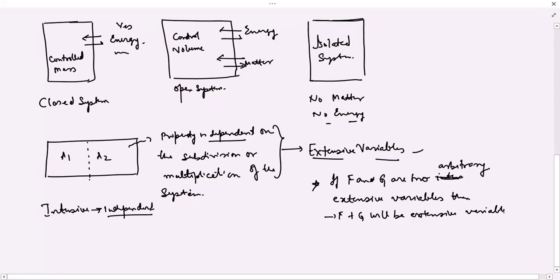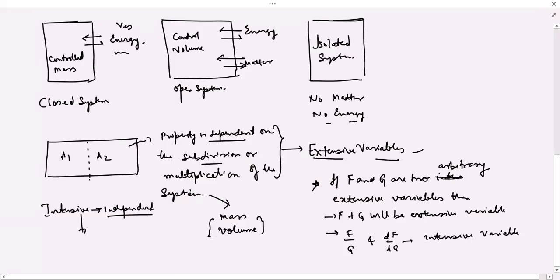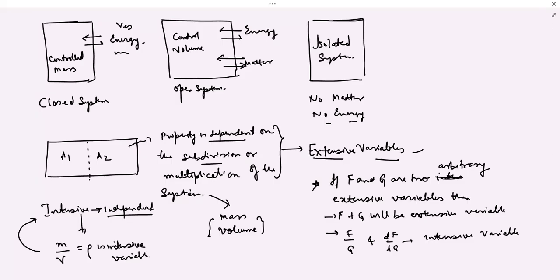However, F divided by G or dF upon dG will be an intensive variable. All these things we'll derive later on, but right now I'm just writing it for your sake. So for example, yesterday we did one of the extensive properties was mass and volume. Both of them depend upon subdivision. Both of them are extensive properties, but their division, that is mass per unit volume, that is rho, is an intensive variable. Okay, I hope everybody has got this so far. These things we have already discussed.